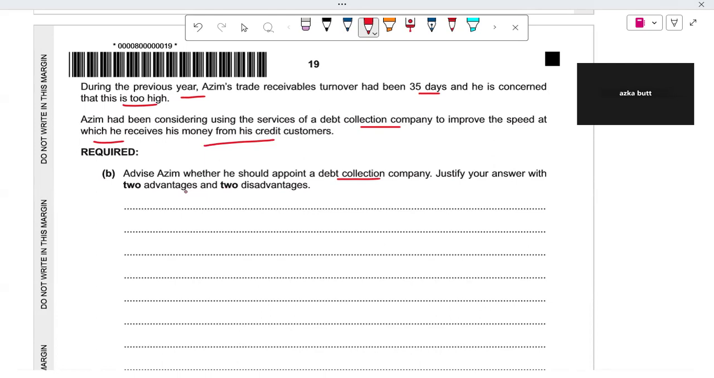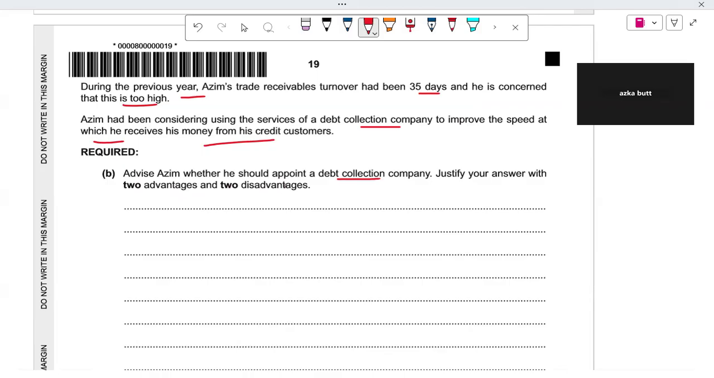Okay, so if he appoints the debt collection company, there will be reduced administration because the debt collection company will manage debt collection. However, he has to pay the fees of the debt collection company. This is a disadvantage. And there is now reduced risk of irrecoverable debt because you hired the debt collection company. However, credit sales may reduce because your customer will not be satisfied with you. The debt company will be interacting with your customers, and maybe customers will not feel safe, and that's why they will not purchase more from you. They may find other suppliers.